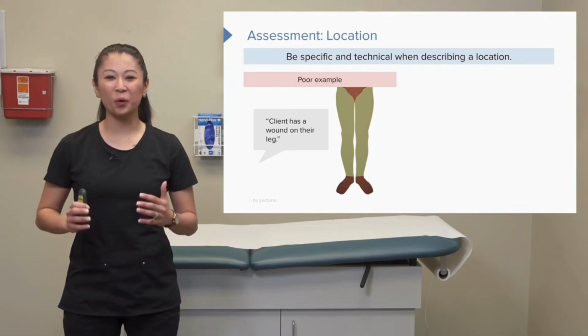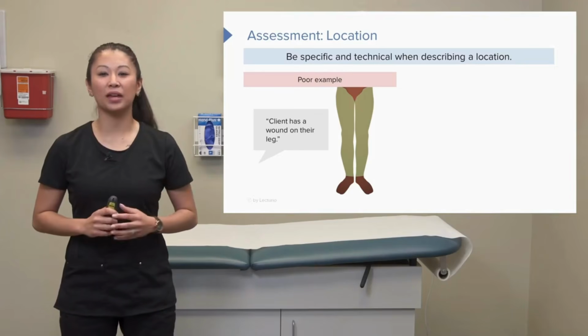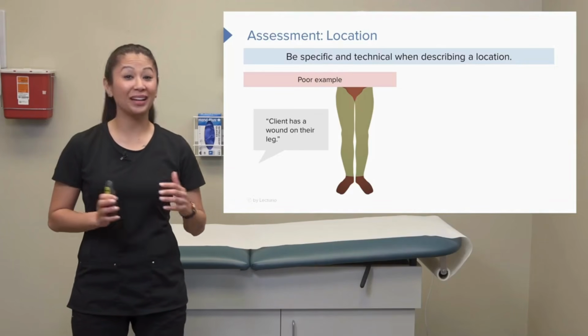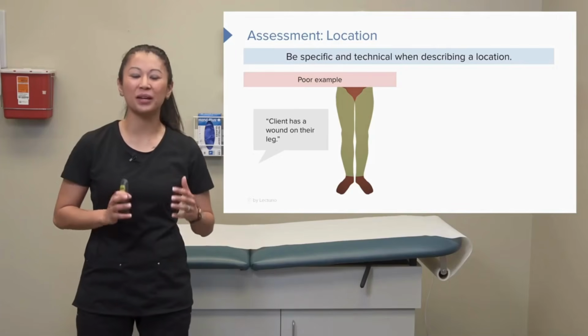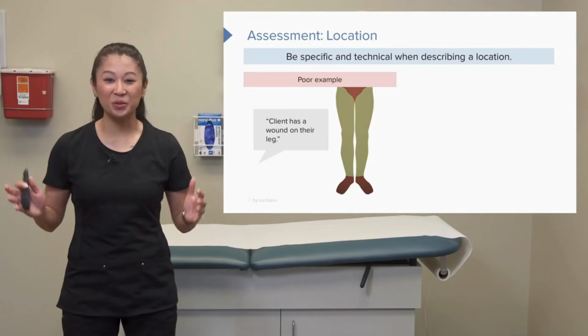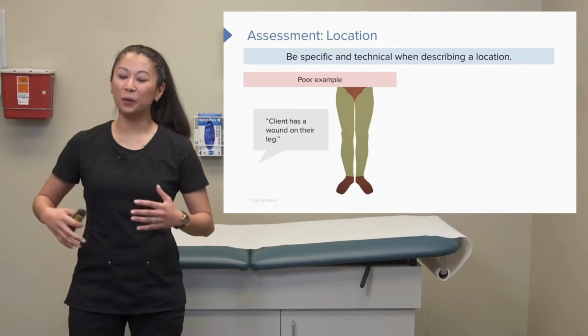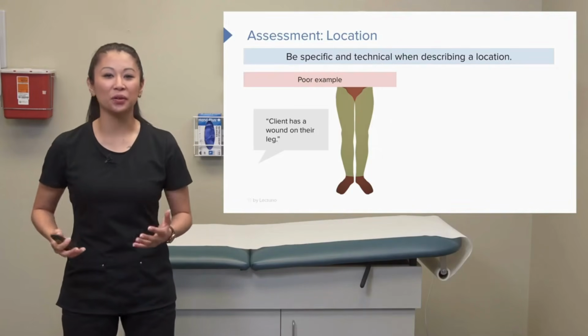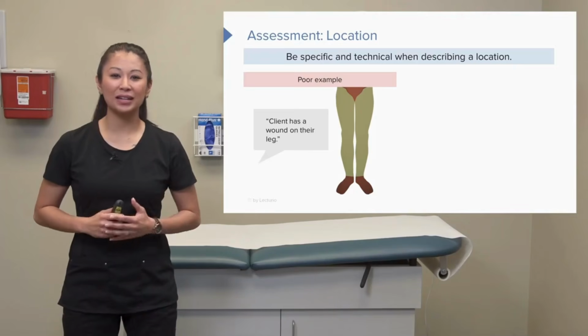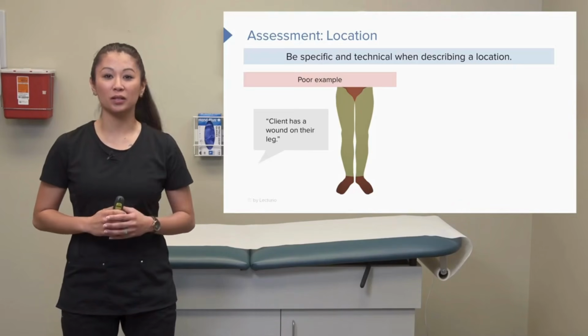This is really important, that we're specific about where that wound is. So here's a really poor example of describing wound location. Client has a wound on their leg. Well, that's not very helpful, is it? It could be anterior, posterior, we don't know if it's on the upper thigh. This is not a great description of where it's located.